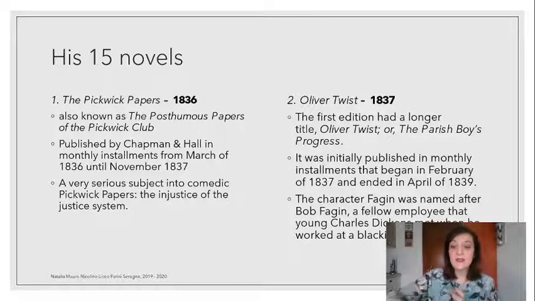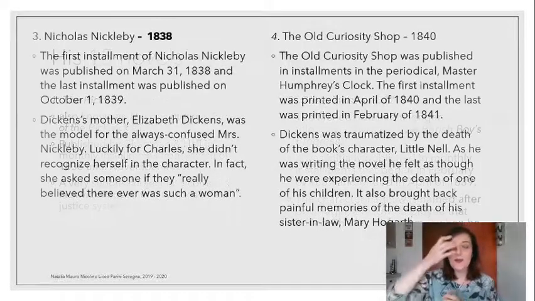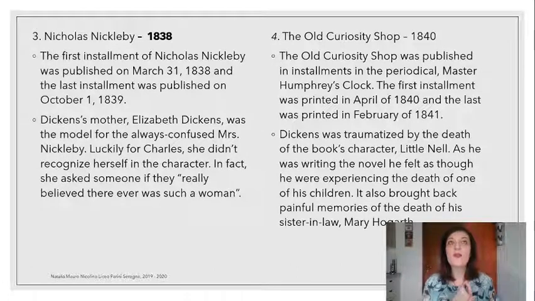And let's go to his third and fourth novel. The third novel was published in 1838. Its title is Nicholas Nickleby, and there is one character in this novel, Mrs. Nickleby, that was modeled on Dickens's mother, that, as you know, was Elizabeth Dickens.